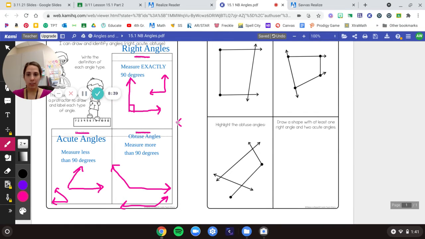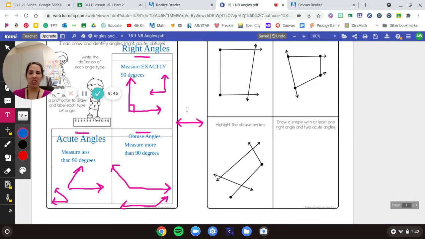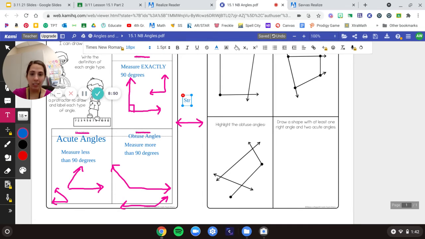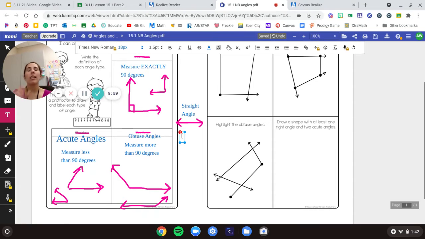It looks like this. Yesterday, we called this shape a line, didn't we? Today, we're going to call this one a straight angle. It can also be a straight angle. Now, straight angles get along mostly with right angles because they like to be exact also. Straight angles have to be exactly 180 degrees.